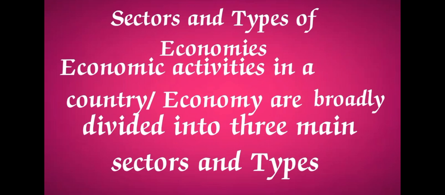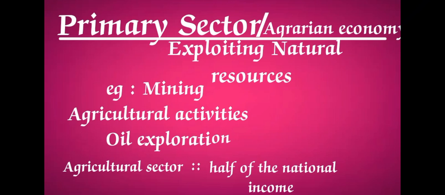So there are some sectors and types of economies. Economic activities in a country are broadly divided into three main sectors. In total, how many sectors? Only three sectors in the economy. The first and important sector is the primary sector, and it is also known as the agrarian economy.